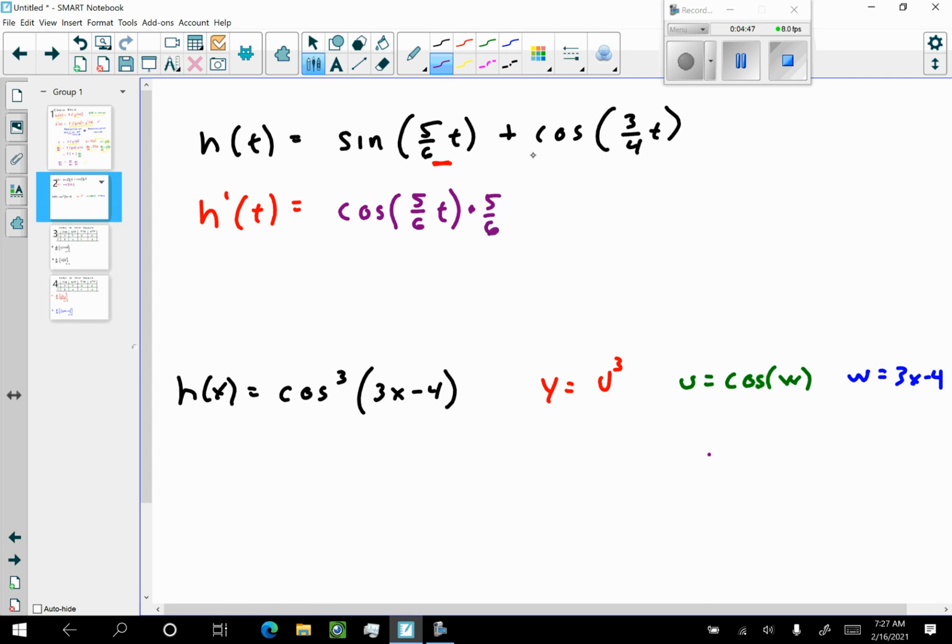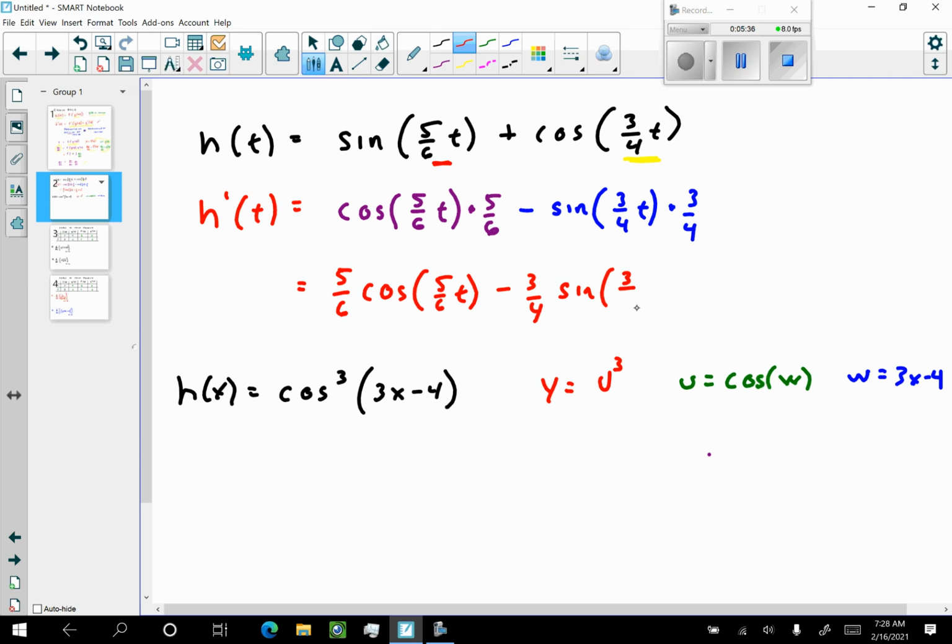And now I'm down here. What's the derivative of cosine? The second piece, the derivative of cosine is negative sine. Leave the inside alone. But I have to multiply it by the derivative of the inside, which is 3/4 t, and the derivative of 3/4 t is 3/4. Now whenever we have a trigonometric function times a constant, you want to bring that constant out. So let's clean this up by simply making the 5/6 come out here first. This is going to be 5/6 cosine of 5/6 t. And we're going to bring this constant out in front. This is going to be negative 3/4 times the sine of 3/4 t. And you'll find some assignment problems that look exactly like this.